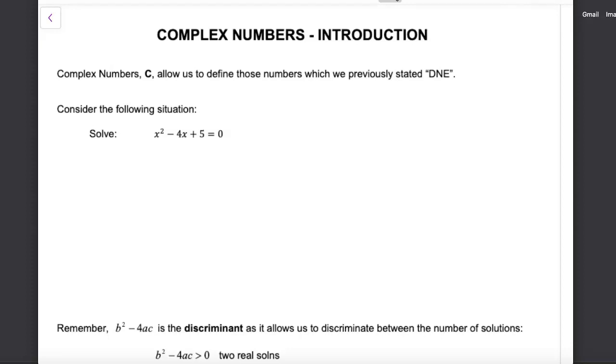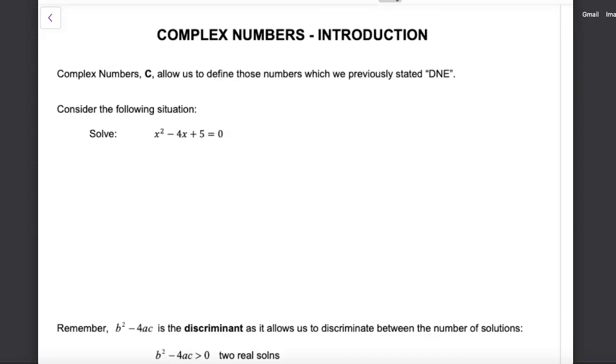In this video, we're going to be introduced to complex numbers. Complex numbers allow us to define those numbers which previously, when we arrive at them, we would simply say do not exist. So let's consider the following situation, which is a very common one where we come up with a solution that we would say does not exist, and that's solving a quadratic equation. We've got x squared subtract 4x plus 5 equals 0.